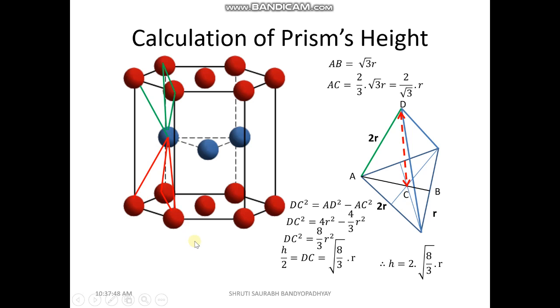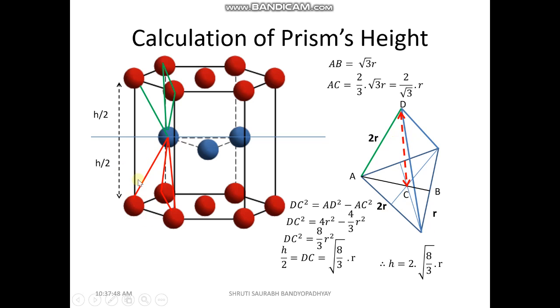Similarly, an inverted pyramid is here. One is this and another is this. So we can divide the total height into two separate pyramidal heights. If the total height is h, then this pyramidal height is h by 2, and that is also h by 2. So if we can calculate the h by 2 here, we can easily say what is the height of the total prism. And this is the calculation here.